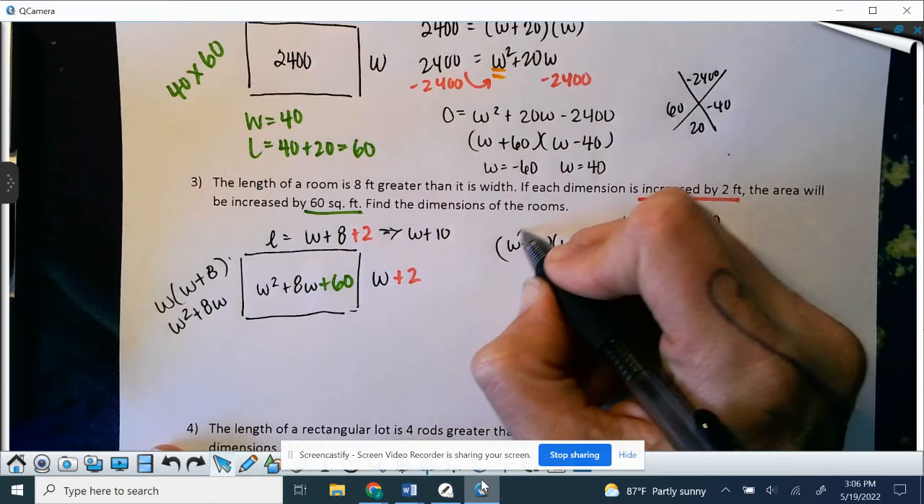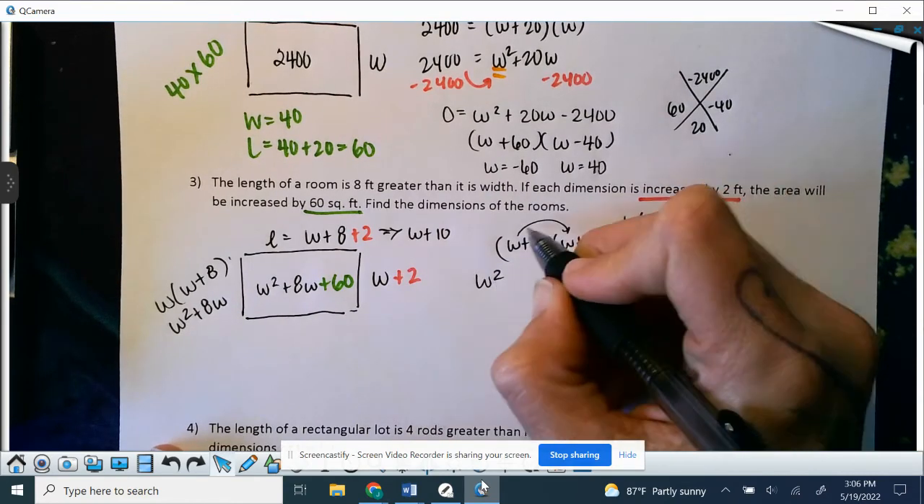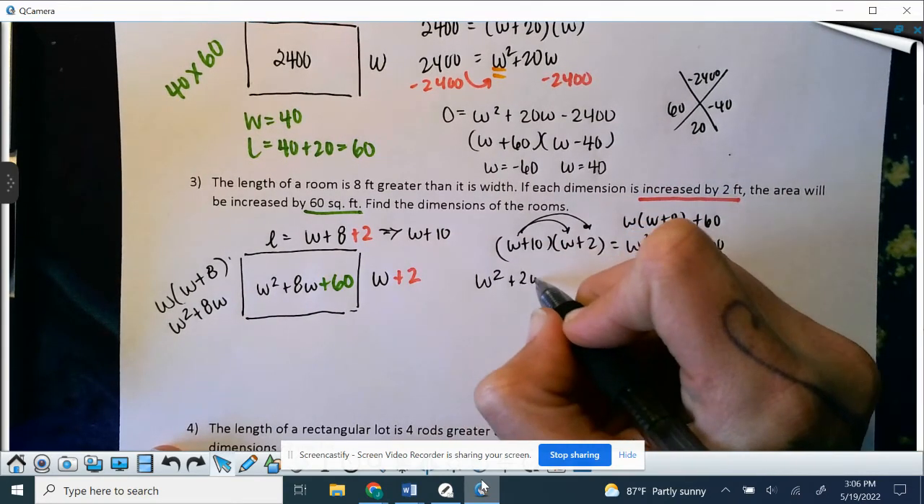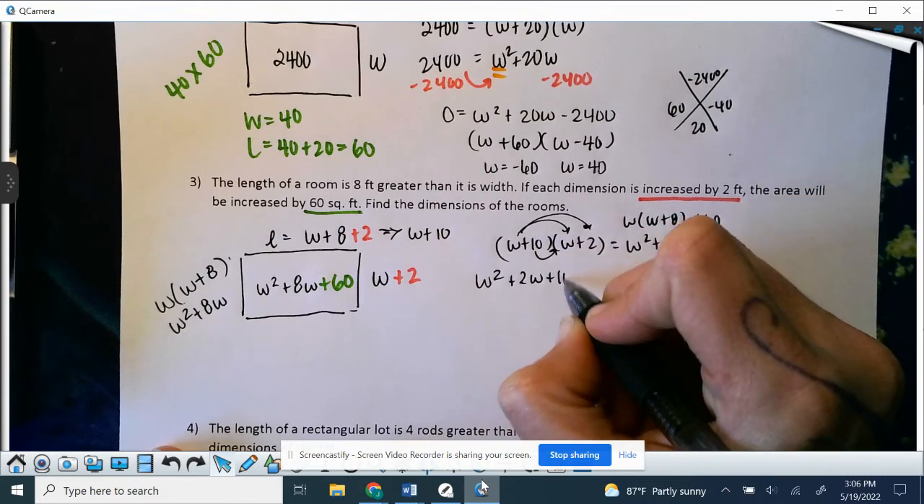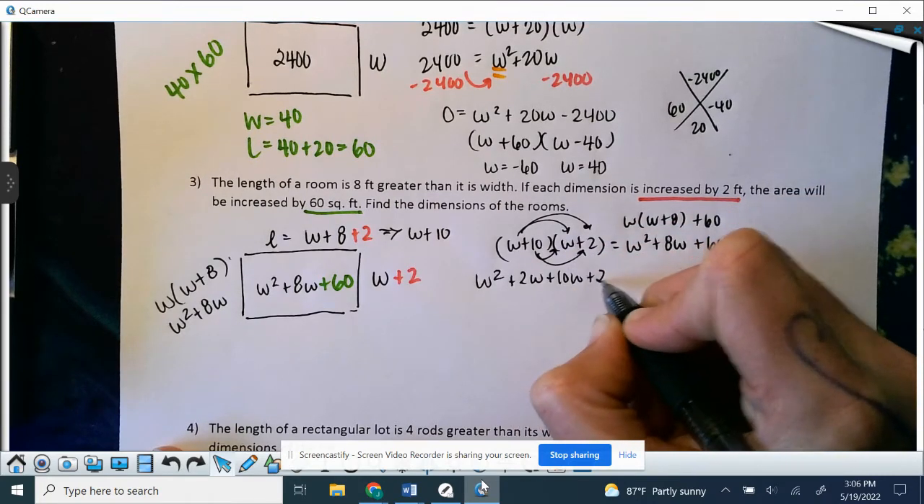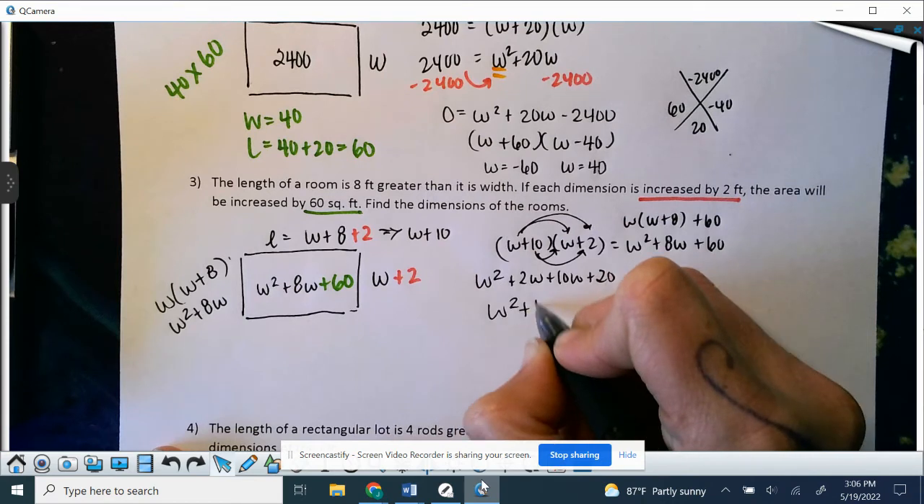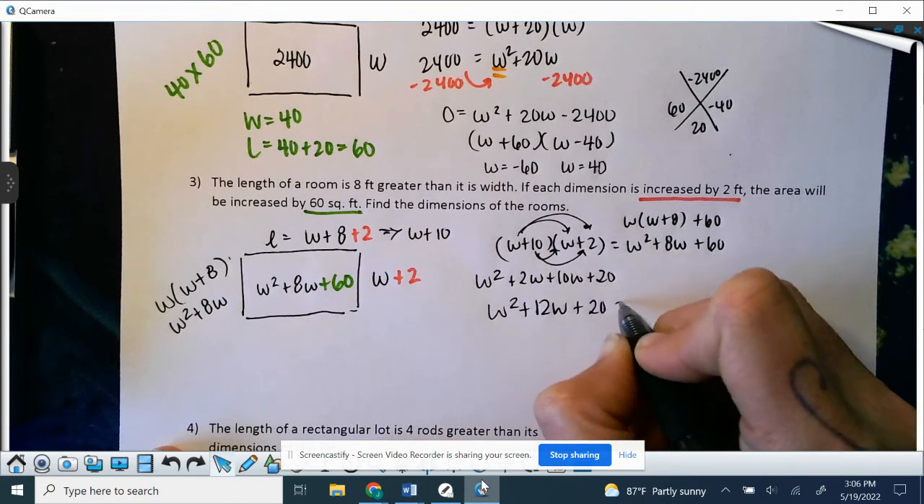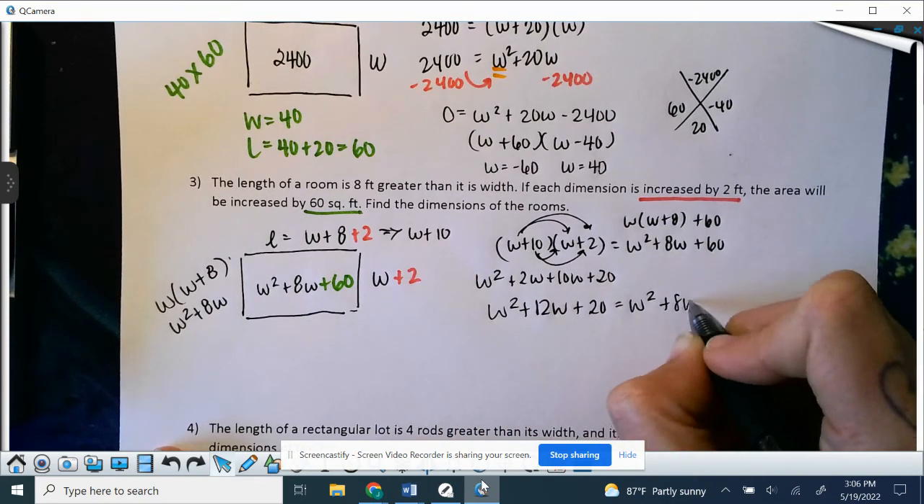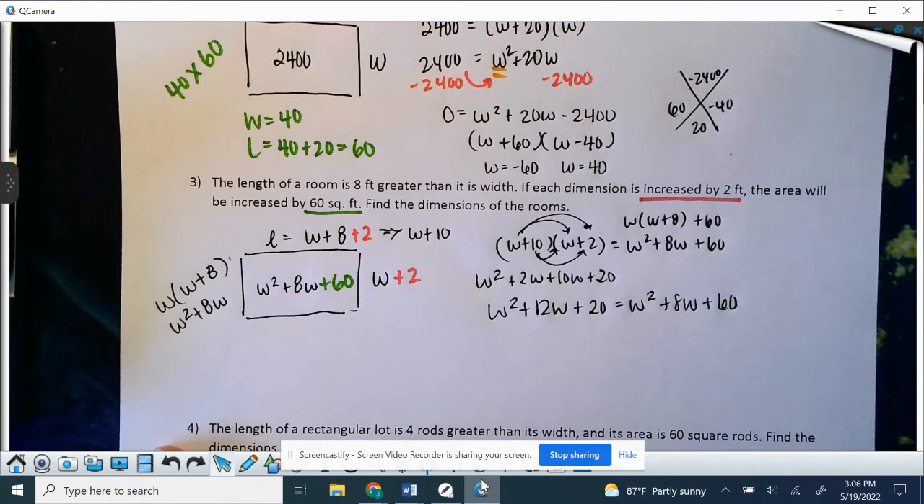So W times W is W squared. W times 2 is 2W. W times 10 is 10W. And 10 times 2 is 20. So this side is W squared plus 12W plus 20, which is equal to W squared plus 8W plus 60.